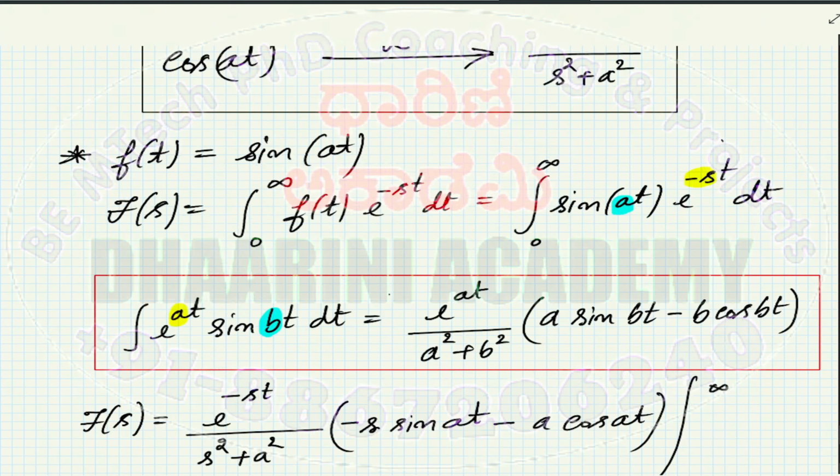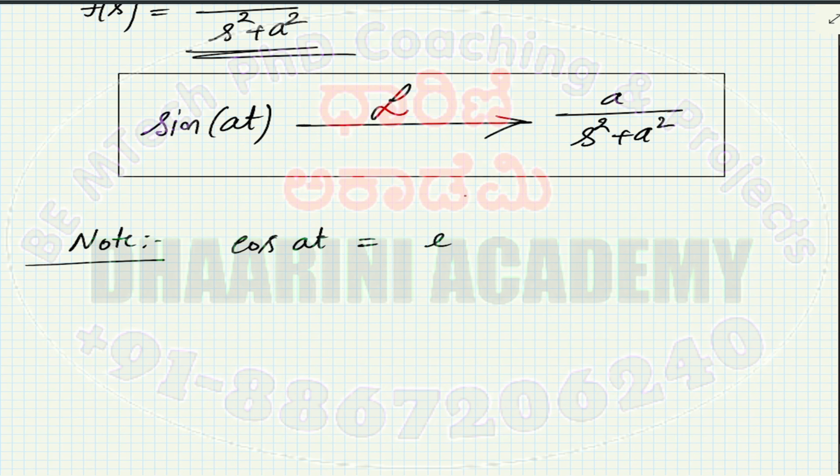So instead of using these standard integrals, I can also use cos at is e to the j times at plus e to the minus j times at, whole divided by 2. Instead of simply using e to the at, I can use e to the j at. This whole function can be used in the standard Laplace transform equation. Instead of f of t as cos at, I can write this, multiply this by e to the minus st, and we can simplify that. In that case also, we are going to get the same answer, that is s by s square plus a square as the Laplace transform.